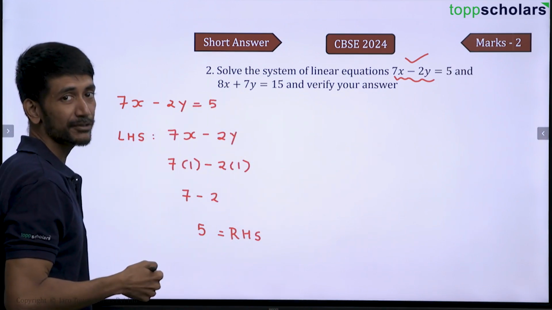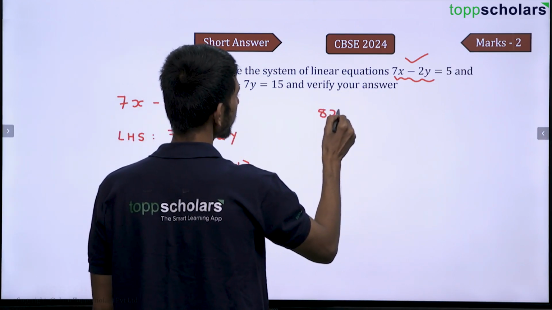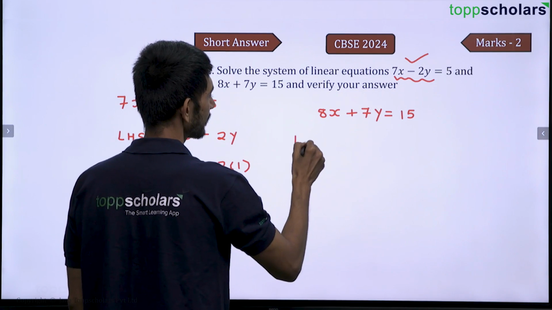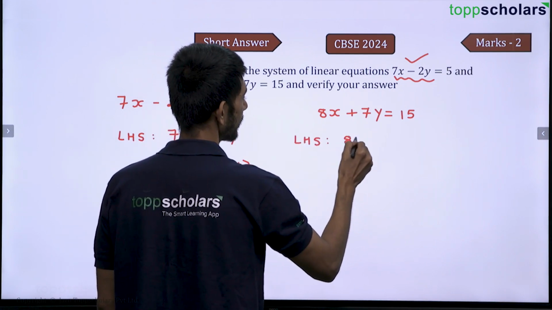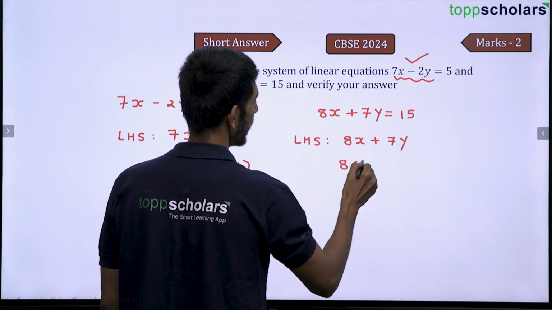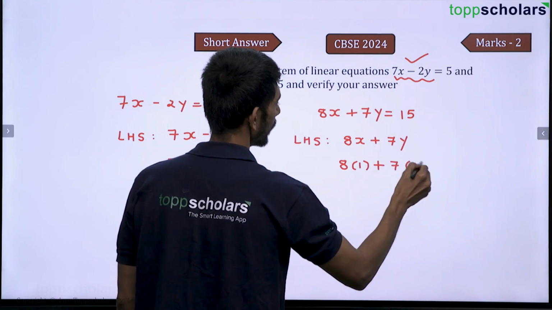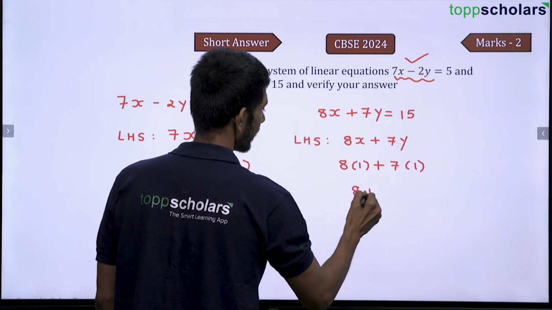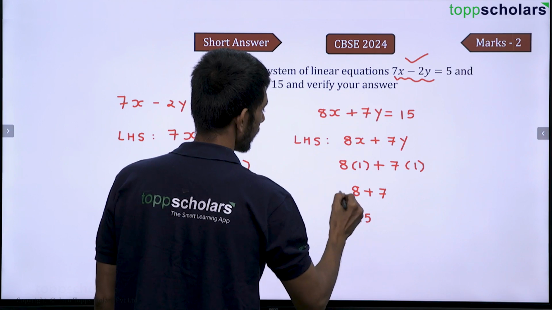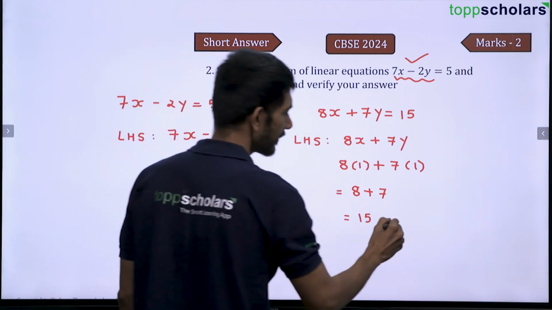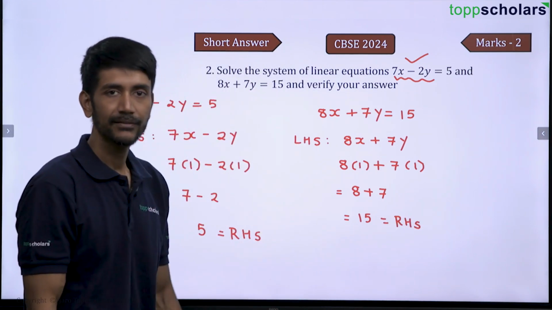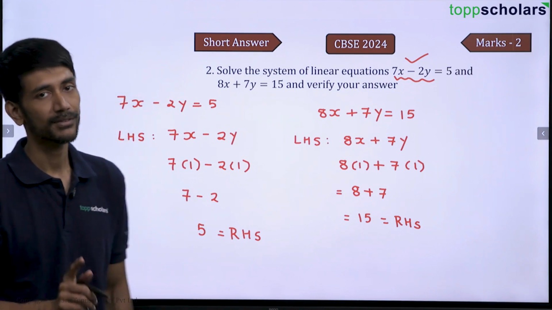Check for this. 8x plus 7y is equal to 15. Take the LHS. LHS is 8x plus 7y. Put x as 1. So 8 into 1 plus 7 into 1. 8 1s are 8. 7 1s are 7. That gives you 15. Is 15 the RHS? Yes, 15 is the RHS. So this is also verified. So we have verified both the equations, right? I hope this is clear to all of you.